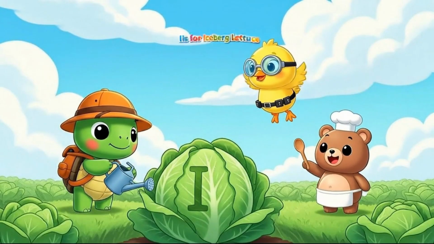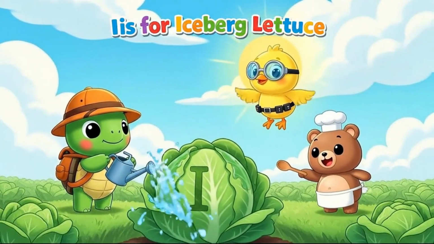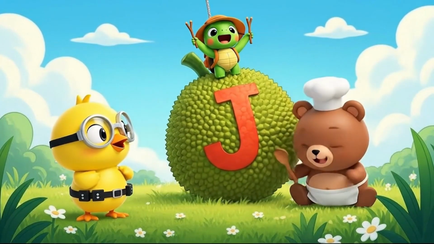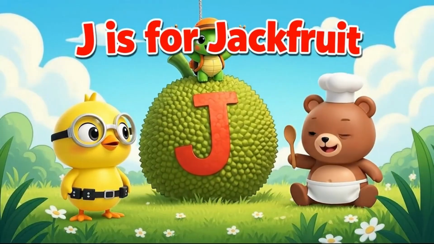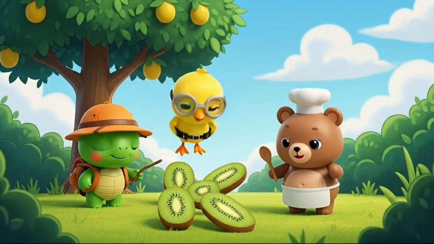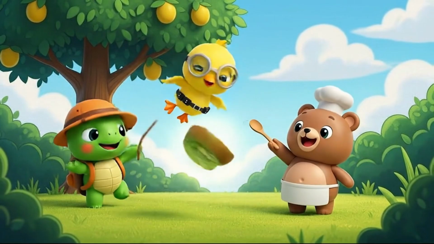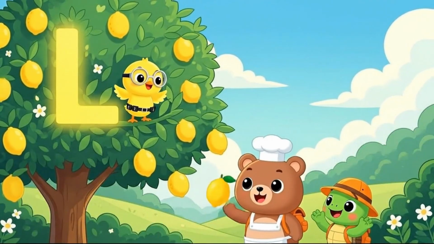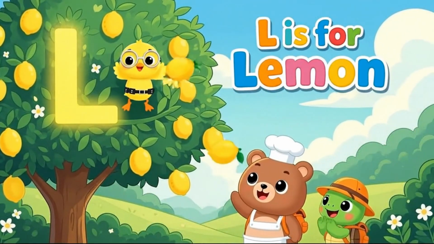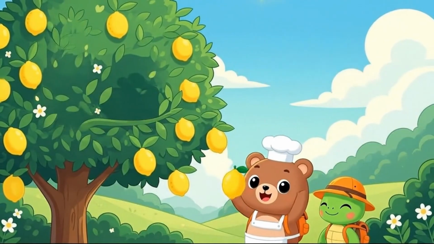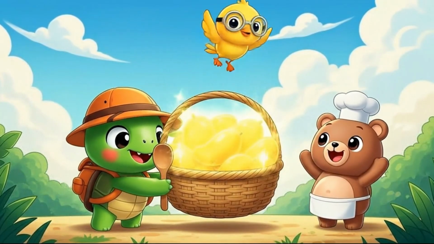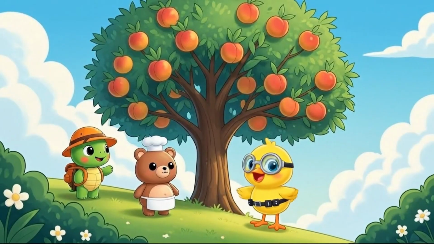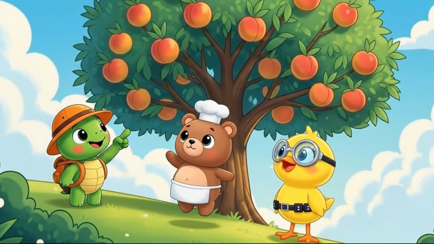I is for iceberg lettuce. J is for jackfruit. K is for kiwi. L is for lemon. M is for mango. N is for nectarine.